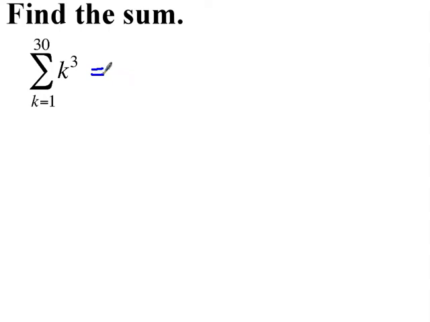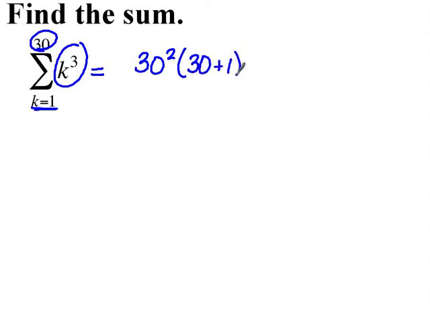If you notice this, we're going to use the cubed formula. The cubed formula was n squared times n plus 1 quantity squared, all divided by 4. By the way, here's another thing you need to check: when it says k equals, that number has to be 1. If that number is anything other than 1, you cannot use these formulas. So in this case, n is the number on top, which is 30. You've got 30 squared times 30 plus 1 squared, all divided by 4.